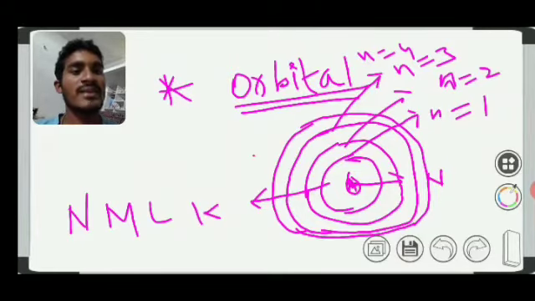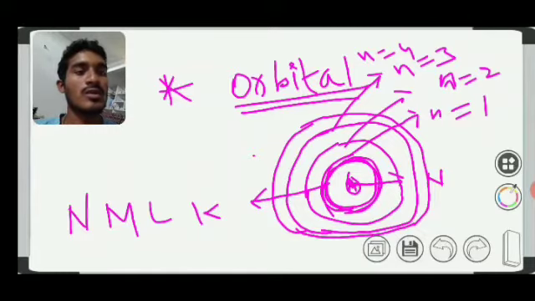This is an atom with a circular shape. The circular shape we call a shell. The electrons present in the outermost shell we call valency electrons, or the valency shell. Before that, we identify the orbital, that is, the definition of orbital.